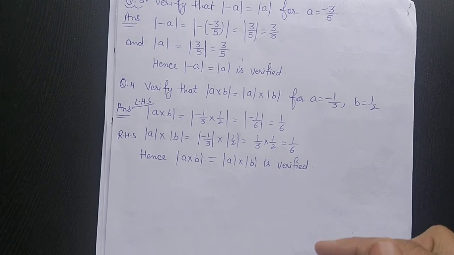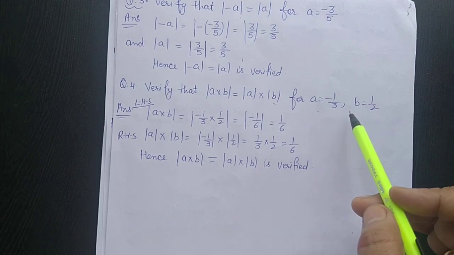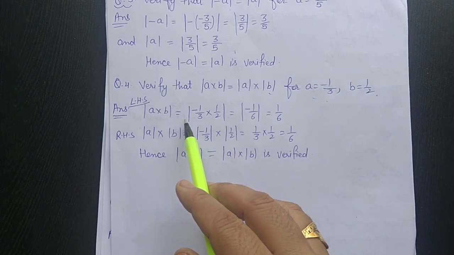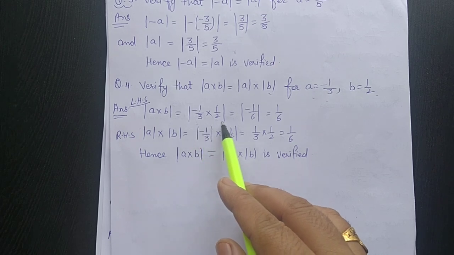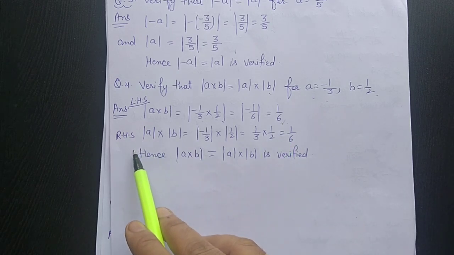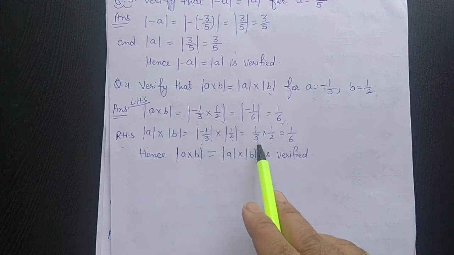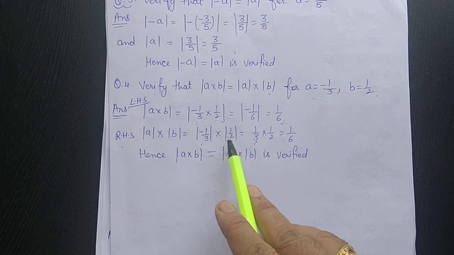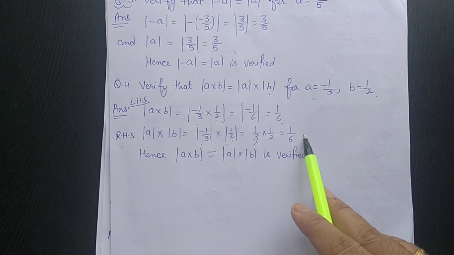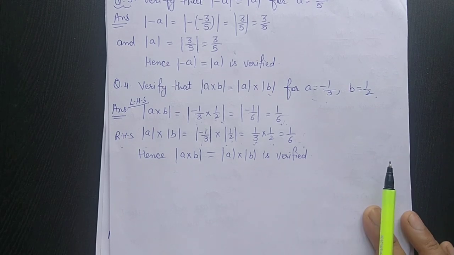Then the next question, verify that mod of a multiplied by b is equal to mod of a multiplied by mod of b. a is equal to minus 1 upon 3, b is equal to 1 upon 2. So firstly we will multiply both numbers inside the mod, then it will give us 1 upon 6. Then on the right hand side we will take the mod separately. Mod of minus 1 upon 3 is 1 upon 3, mod of 1 upon 2 is 1 upon 2. So after multiplication we will get 1 upon 6. So both answers are the same, hence the given question is verified.